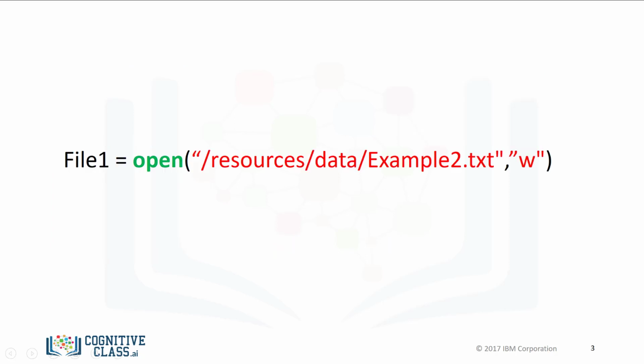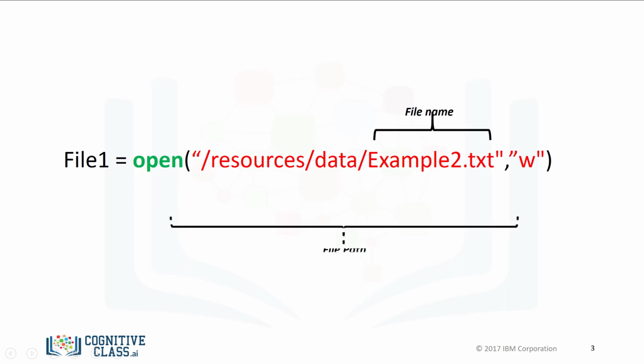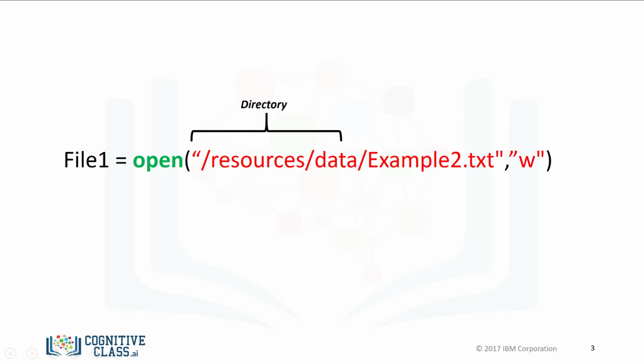We can create the file example2.txt as follows. We use the open function. The first argument is the file path. This is made up of the file name. If you have that file in your directory, it will be overwritten. We set the mode parameter to W for writing. Finally, we have the file object.